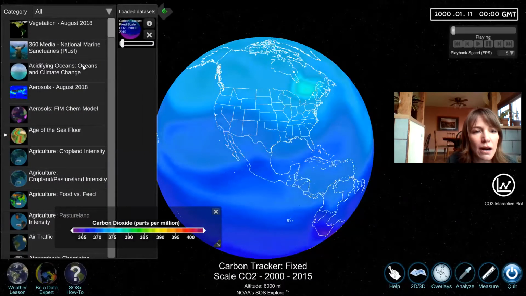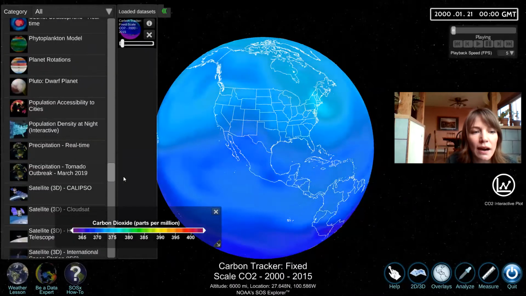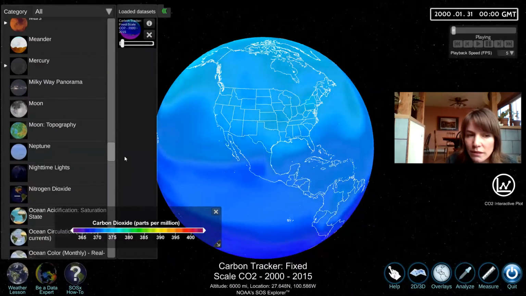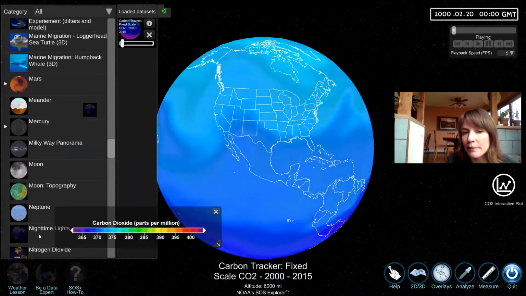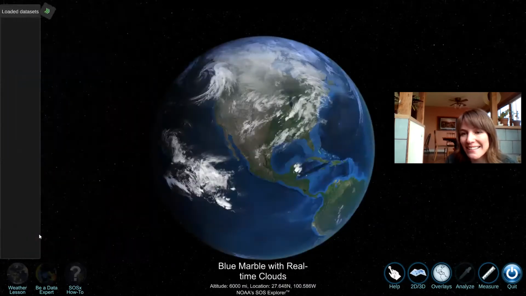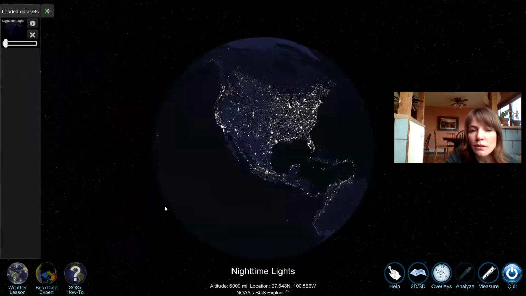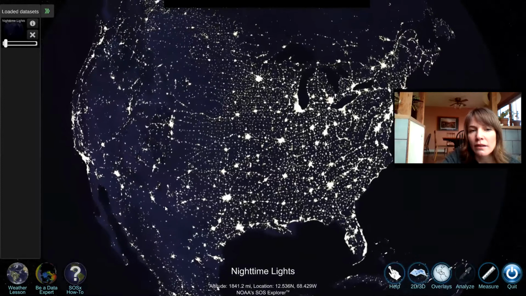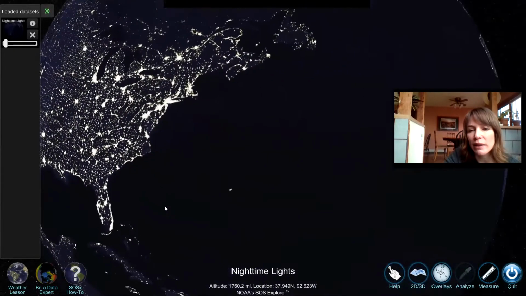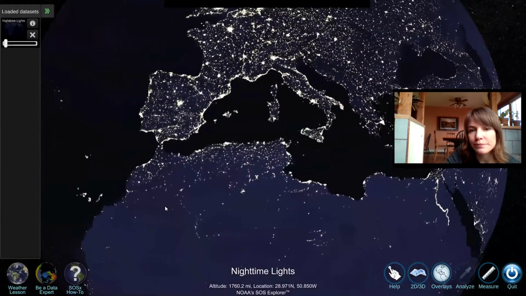And I like to start lessons about climate change using nighttime lights. Carbon tracker is coming up soon. So what's one word that comes to mind when you see your planet in this way?